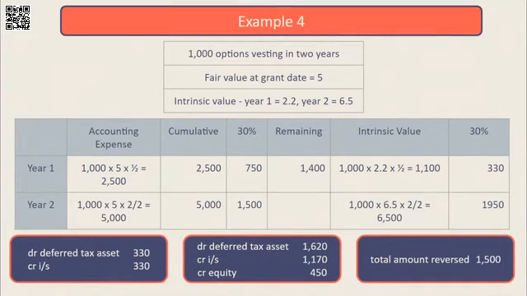In summary, therefore, the journal required in year 1 is debit deferred tax asset 330, credit income statement 330. The journal required in year 2 is debit deferred tax asset 1,620, credit income statement 1,170, credit equity 450.